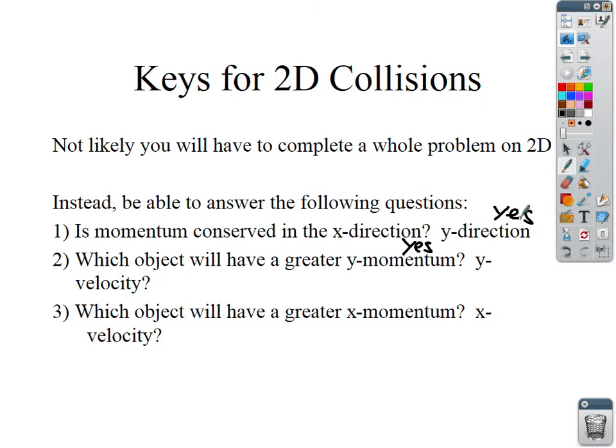Which object will have a greater y momentum and a y velocity? That may depend on the masses of the objects, maybe they're two different masses. Same thing goes with the x momentum. It depends on the objects themselves, so we have to pay attention to mass. They might have the same momentum because they cancel each other out, but they might have different velocities.